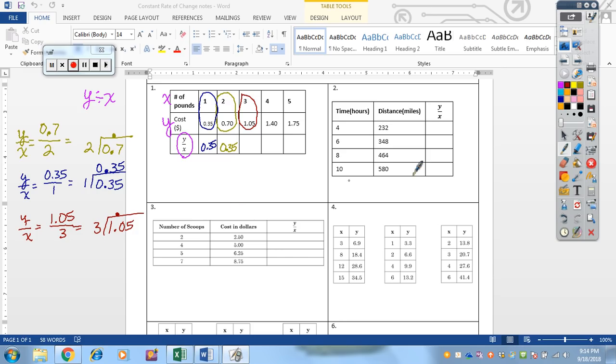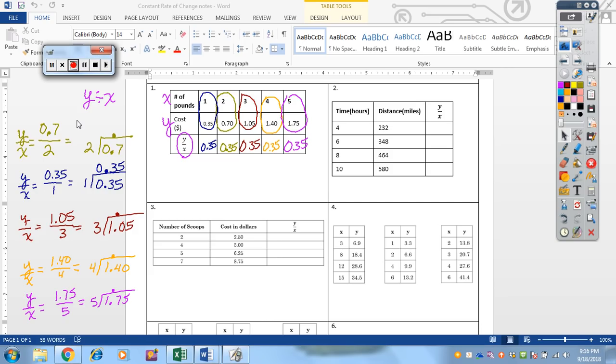So push pause, and I need you to finish the rest of this. That is this division problem and this division problem. So you hit pause, and I'm going to hit pause, and then we'll come back and see what we found. Okay, if you have not taken the time to work out all these division problems, you need to. If you did, and you did them correctly, what do you see? Right, they're all the same.